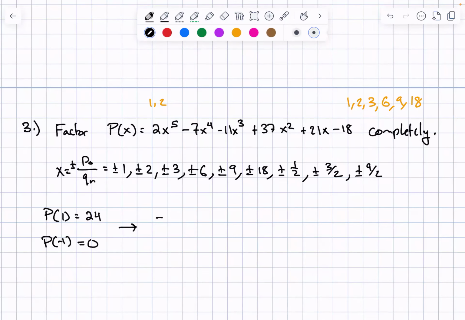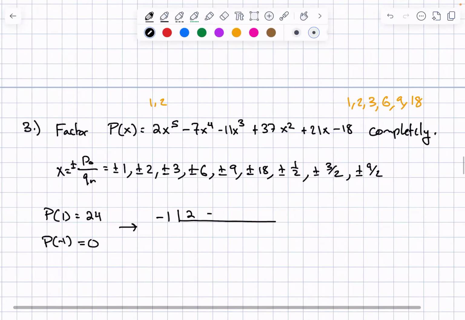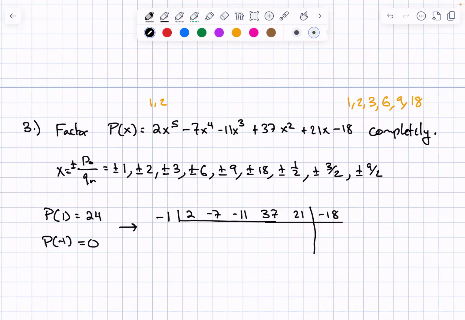So we'll go ahead and start synthetically dividing so that we can factor it out. So we've got to make sure we have negative 1, and all powers of x are present here, so we don't need to put any placeholders. We'll bring down the first term, and then multiply diagonally, add vertically. Negative 1 times 2 is negative 2. Let's add them together. That's negative 9. Negative 1 times negative 9 is positive 9. Negative 11 plus 10 is negative 1.